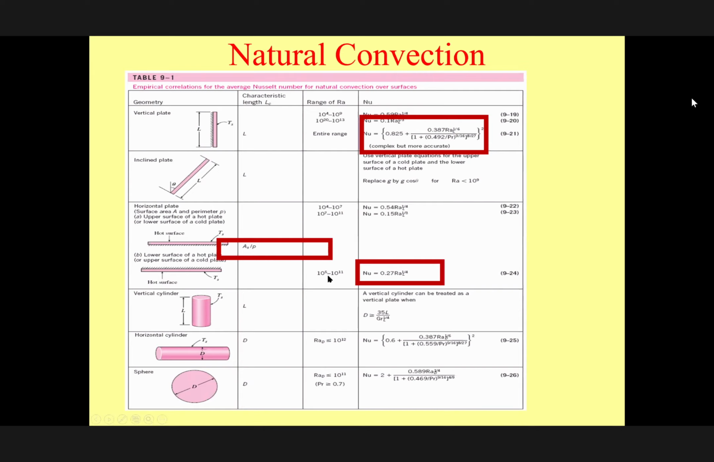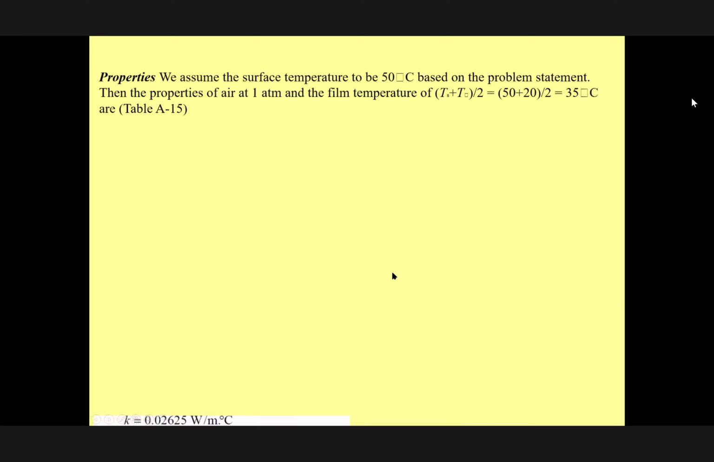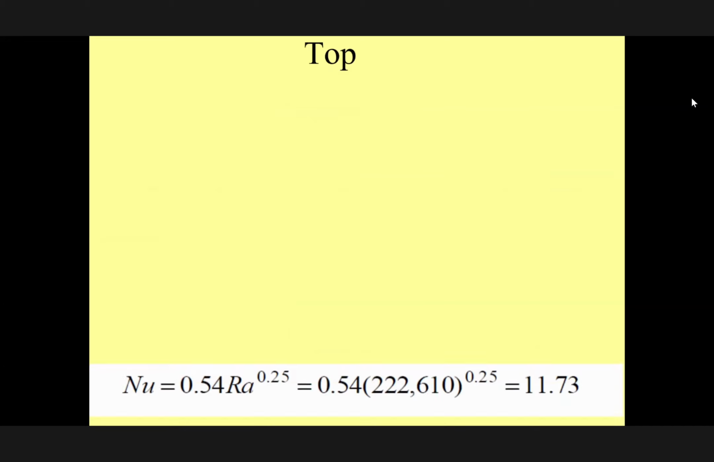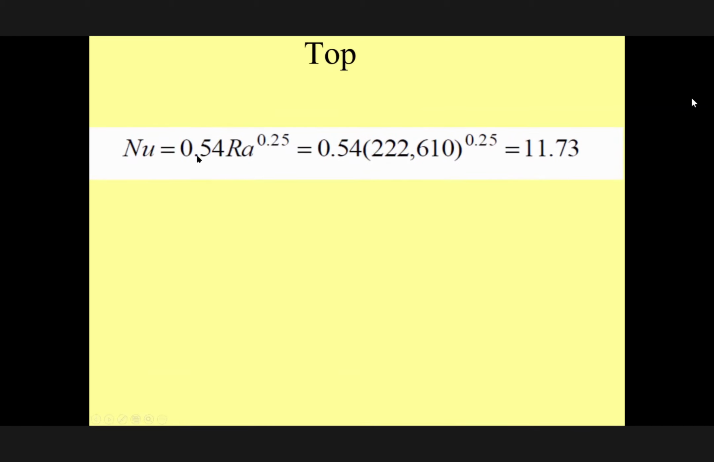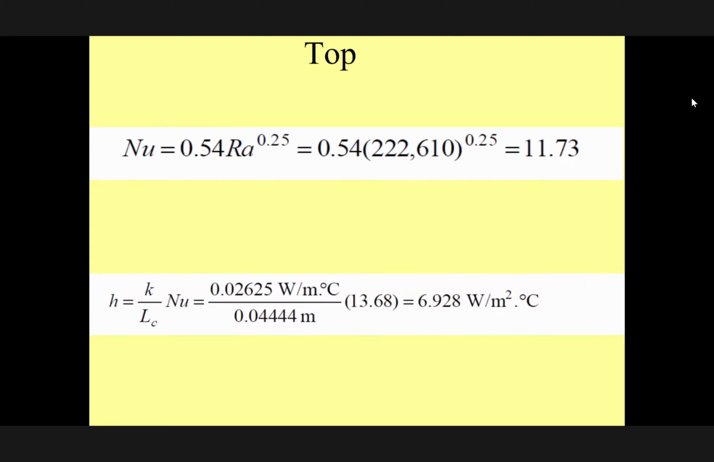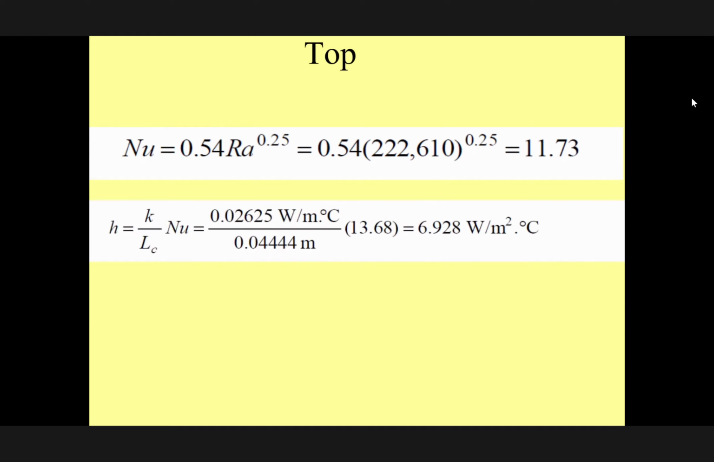And if you look at the bottom part, again, you use this one, okay? Let's go one by one. Again, look at the top, it is the correlation that you're using, and you can calculate your Nusselt number. Therefore, now you have the Nusselt number, and you have the characteristic length. You have the conductivity. You can calculate your heat transfer coefficient from the top surface of the plate. And that's the value. Okay.